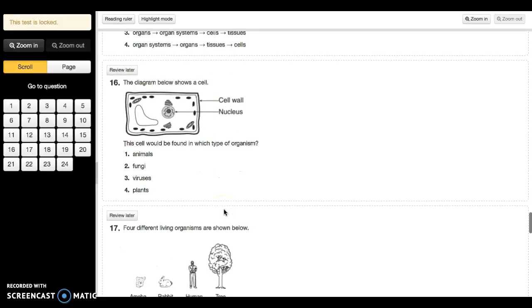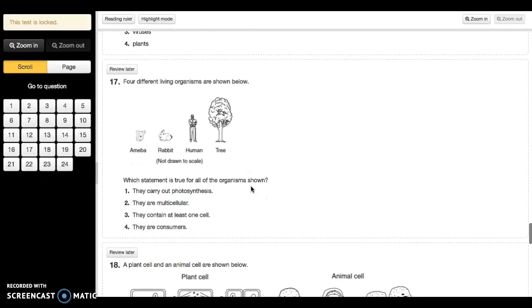Okay, here's a cell. It contains a cell wall and a nucleus. So what organism would this cell be found in? If you chose plants, you're correct. Cell wall is your big giveaway there.